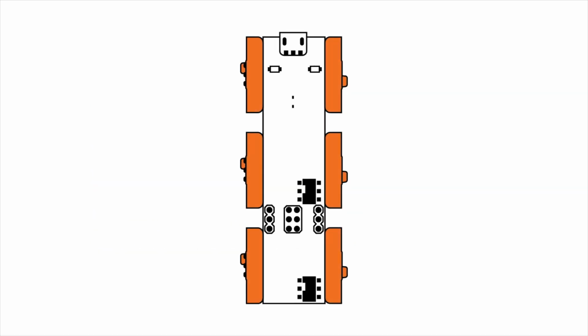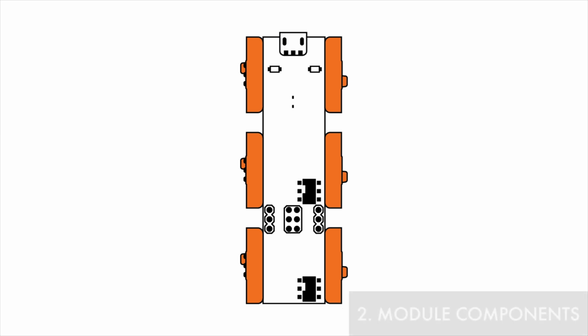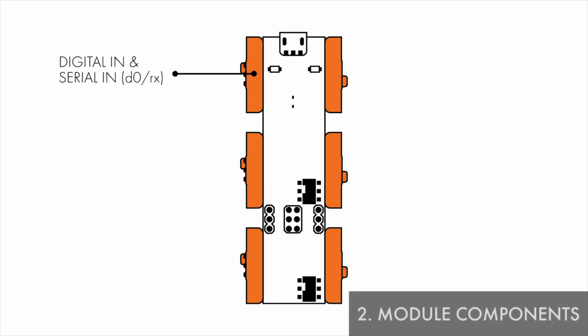Looking at the Arduino module, you'll see that there are 3 input and 3 output connectors. The first connector we'll look at is the digital input and serial input. This is connected to pin D0 of the microcontroller, and as a digital input, can only read whether or not a signal is on or off. Since it's a serial input, it can potentially receive digital information from another module. It can also allow 2 Arduino modules to talk to one another.